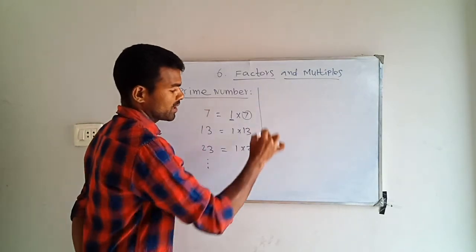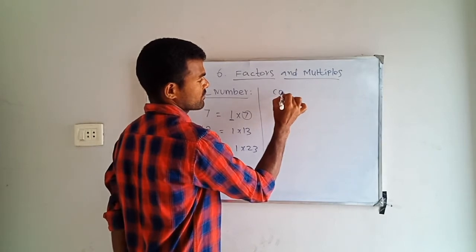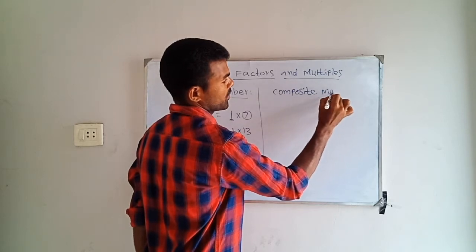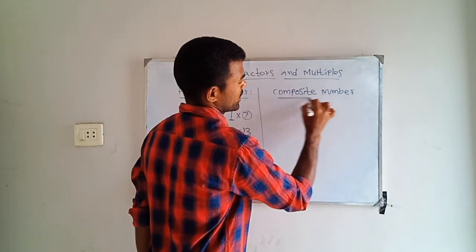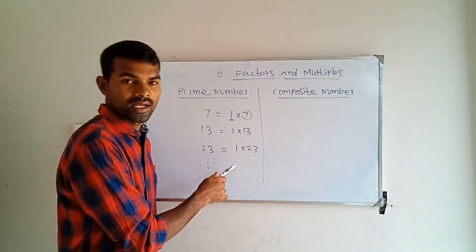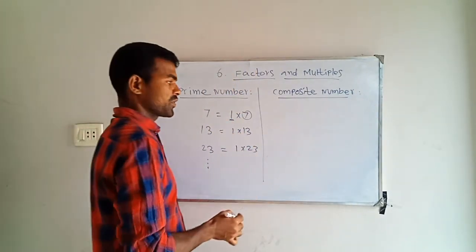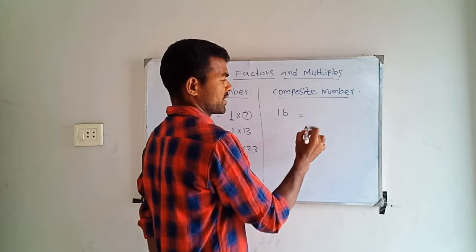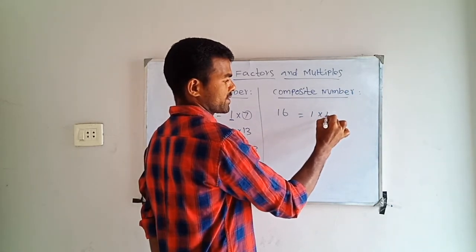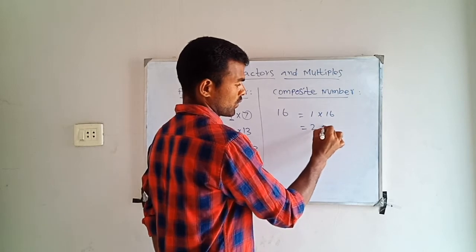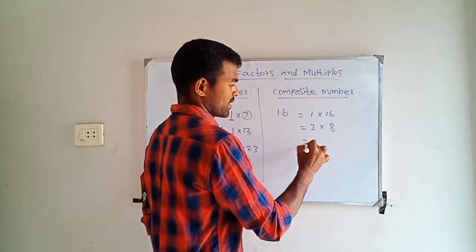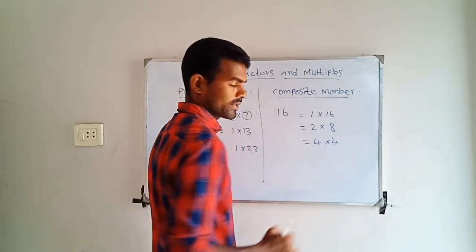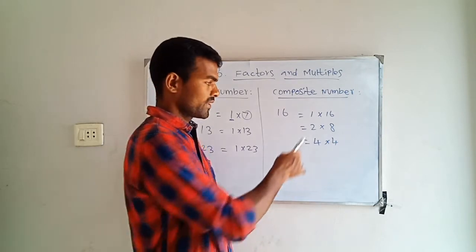Now let us see the composite number. Consider the number 16, which we already saw. That is 1 multiplied by 16 is 16, and 2 multiplied by 8 is 16. With 3 we will not get 16, and 4 times 4 is 16. Is any other number left except these?